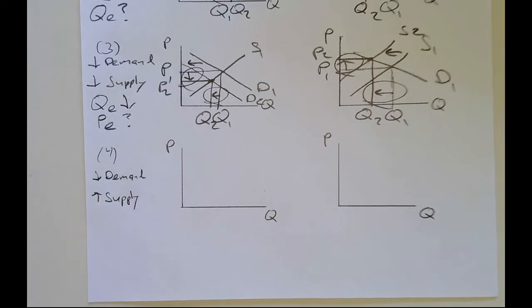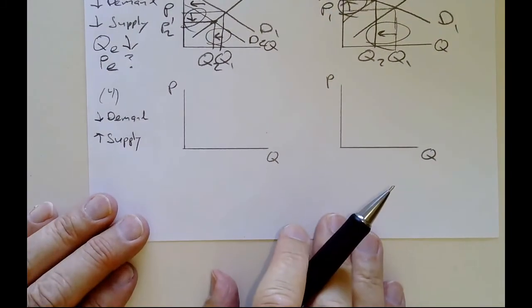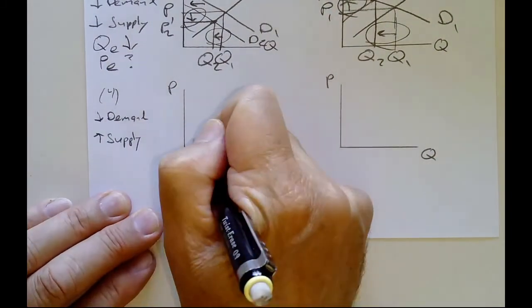That's going to be the case if both supply and demand change at the same time, no matter which way they change. One change in either equilibrium price or quantity will be known, and the other one will be indeterminate. Which one? It depends on what's happening. The last possibility is lower demand, higher supply.